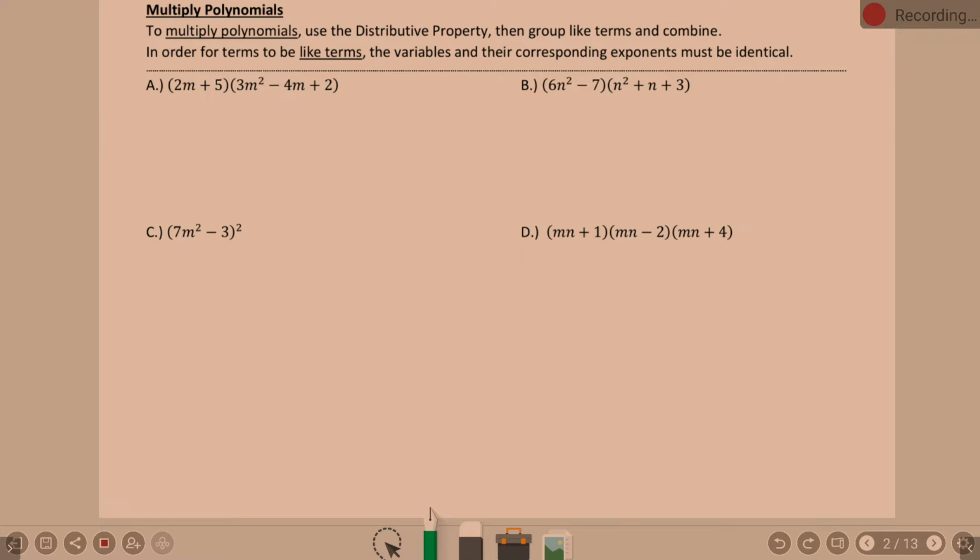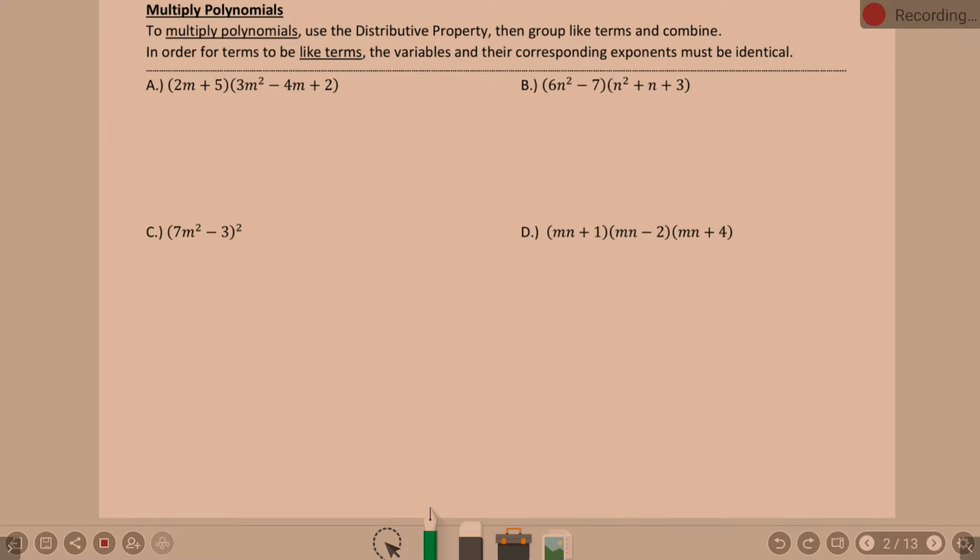Now, how do I know these problems are multiplying instead of adding or subtracting? There's no add or subtract. There's nothing in between the parentheses, right? It's a common mistake I see on homework, quizzes, tests. This is multiplying because it's parentheses next to parentheses. So, what do you want to do first?